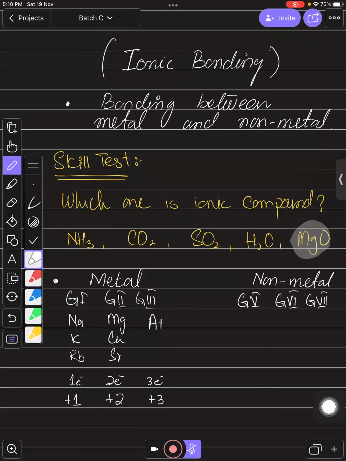Just like when you talk about nitrogen and phosphorus, oxygen and sulfur and selenium, or fluorine, chlorine, bromine, and iodine. These are actually non-metals. Generally, we talk about these non-metals.